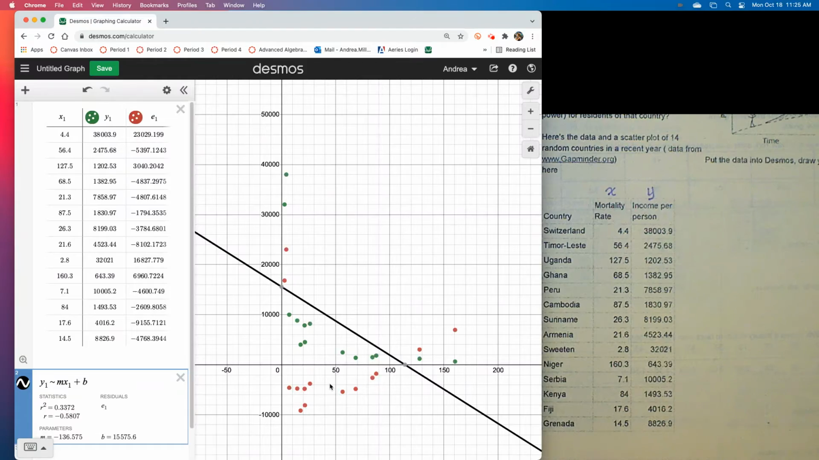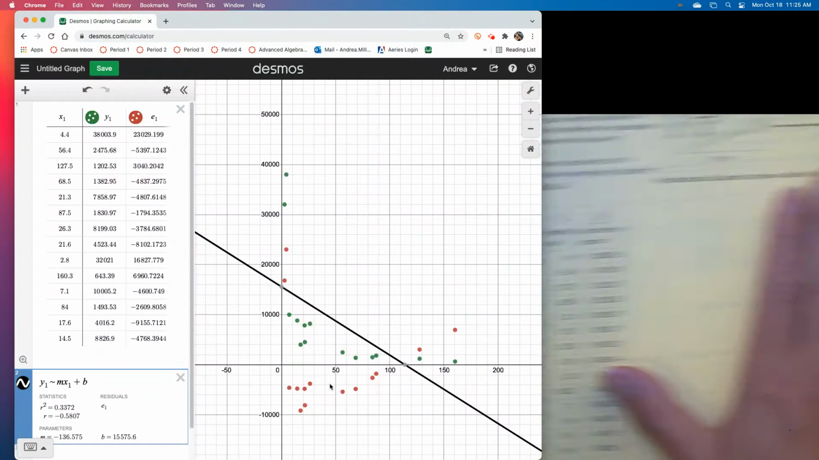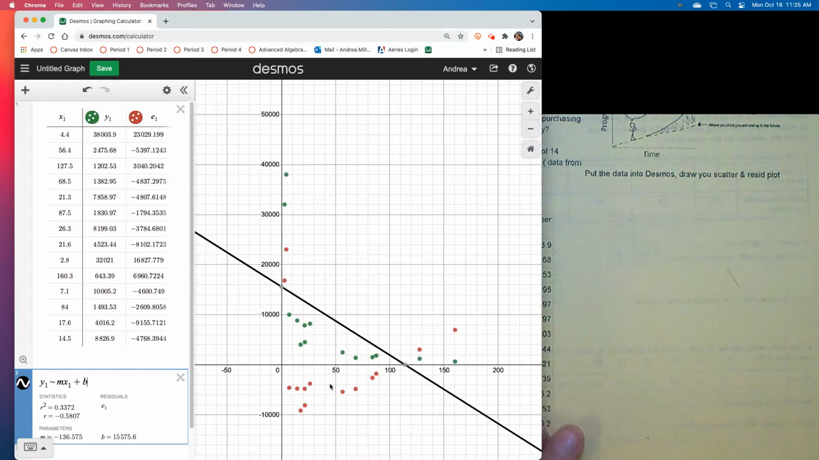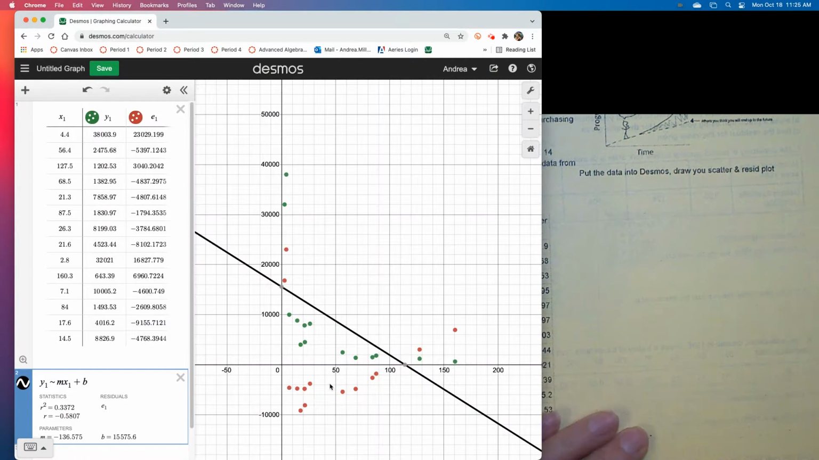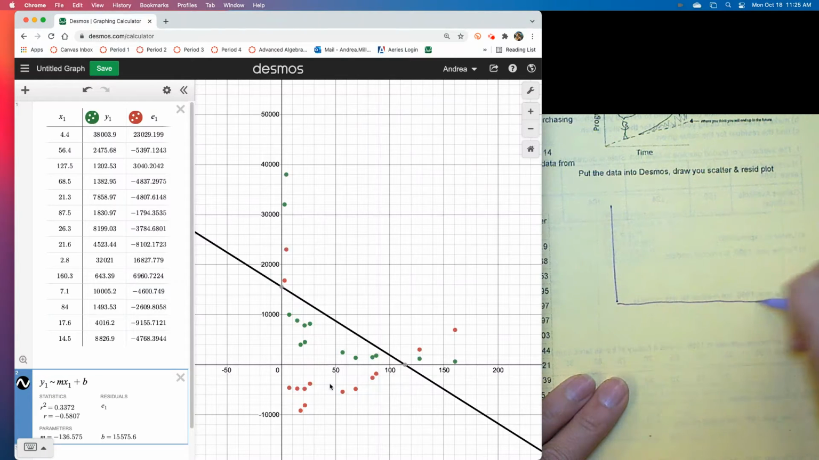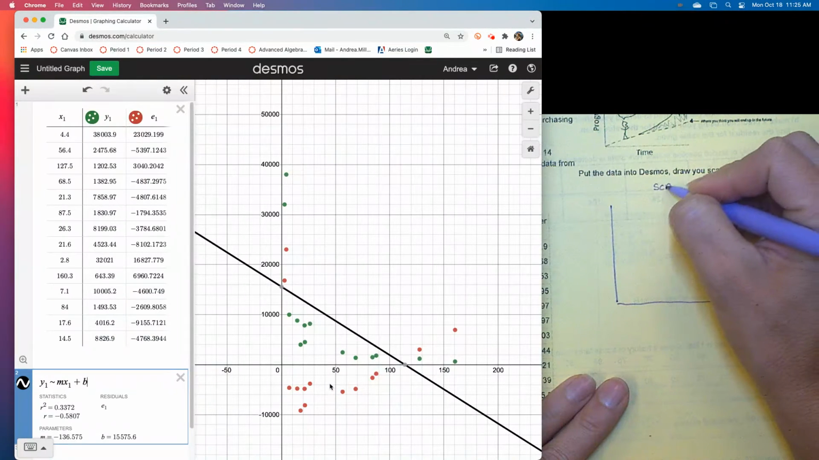So what your notes want us to do is draw the scatter plot and the residual plot. So we're going to draw these as two kind of separate plots so that we can look at each of them individually. So let's draw an x and y axis. This one will be our scatter plot.